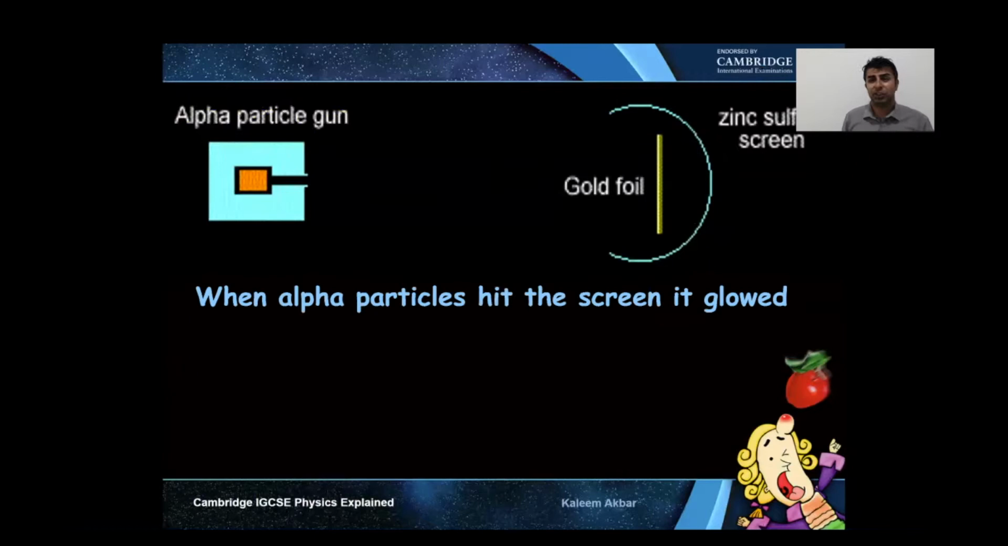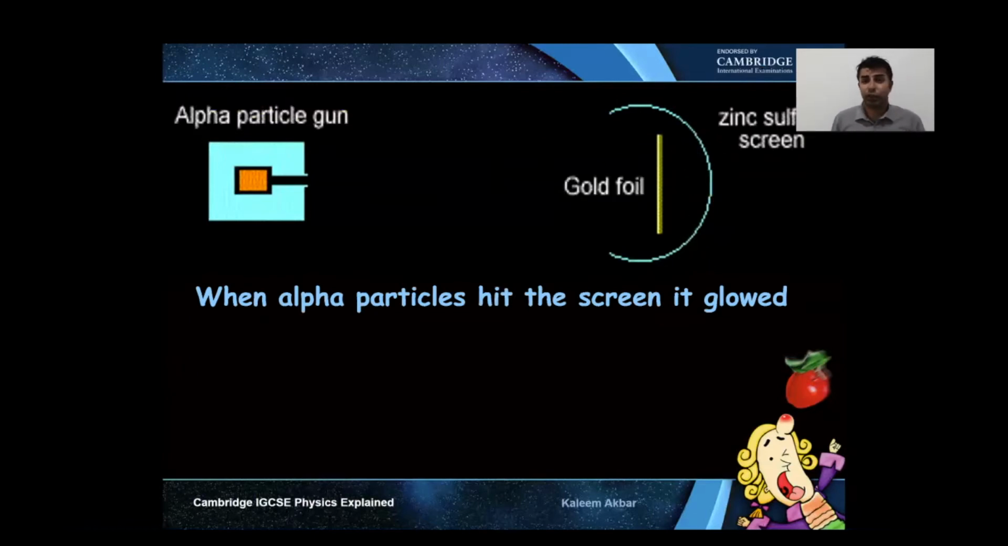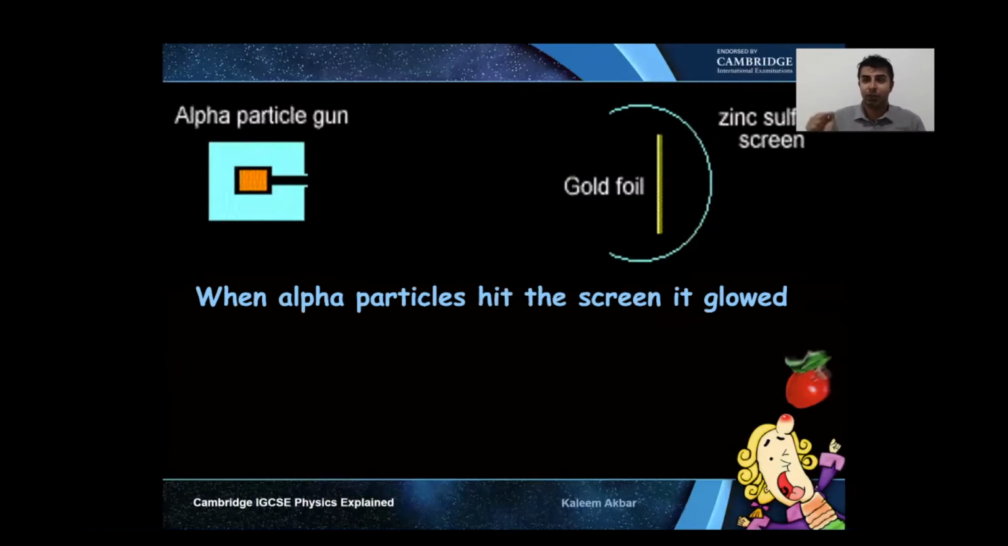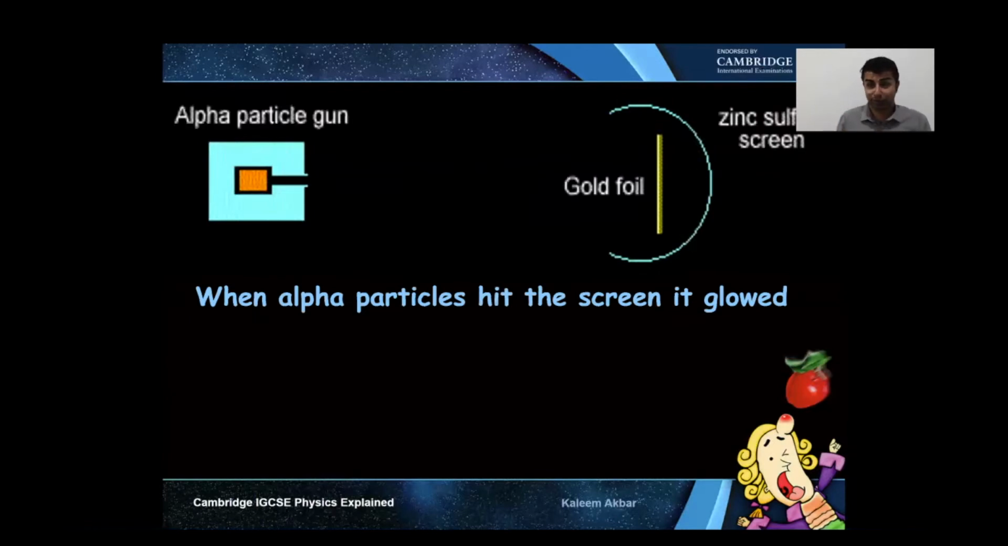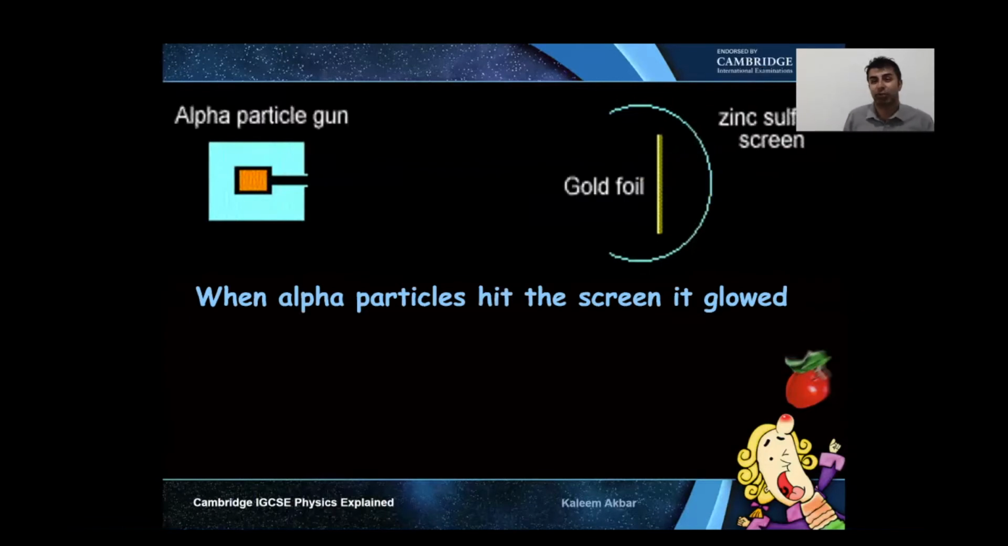Now, what does this screen do? Well, it's quite similar to when you were a child and you maybe wrote something in white ink and you maybe brought UV light over the ink and it produced a word. It's a very, very similar concept. Basically, the zinc sulfide screen will light up when the alpha particles hit it.